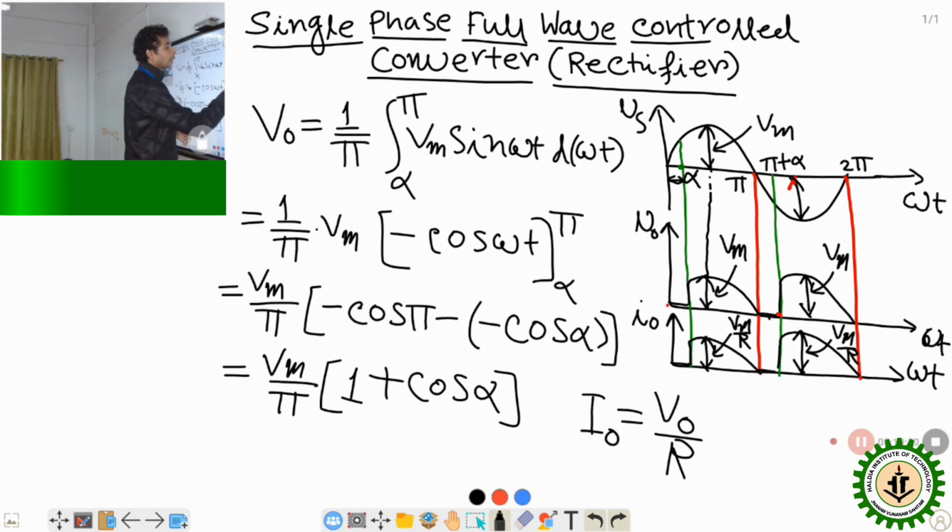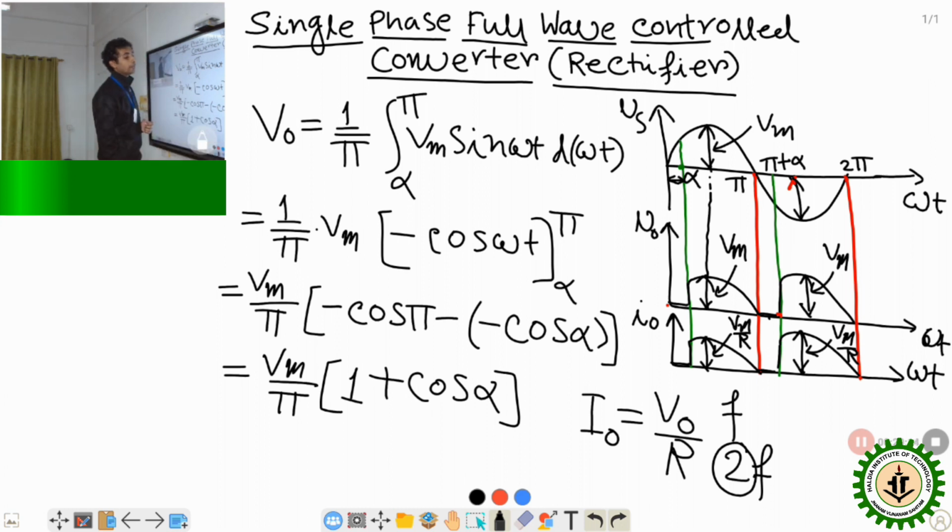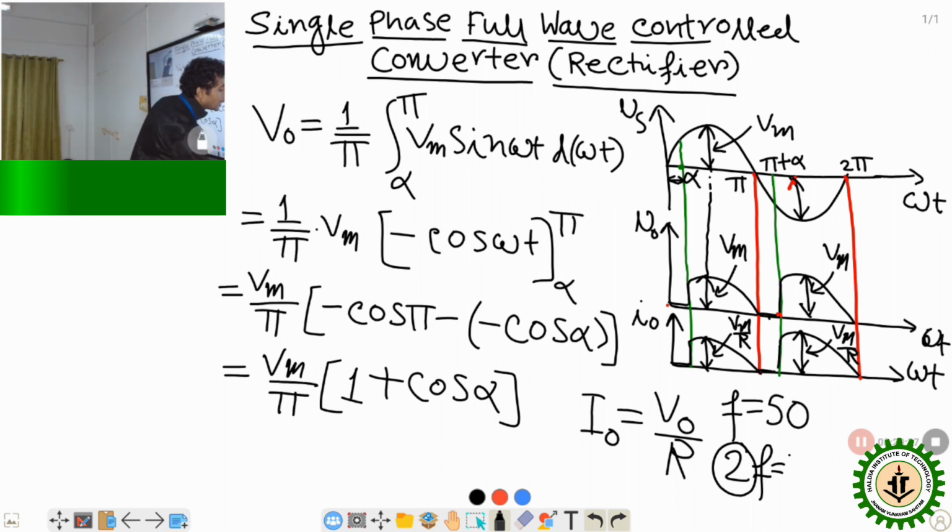What will be the ripple frequency? We have to find out how many ripples there are in a single cycle. Here for a single supply cycle there are 2 ripples. So if the supply frequency is f, the ripple frequency will be 2 into f, because there are 2 ripples in a single supply cycle. So ripple frequency is 2f if the supply frequency is f. Suppose the supply frequency is 50 Hz, then the ripple frequency will be 100 Hz.